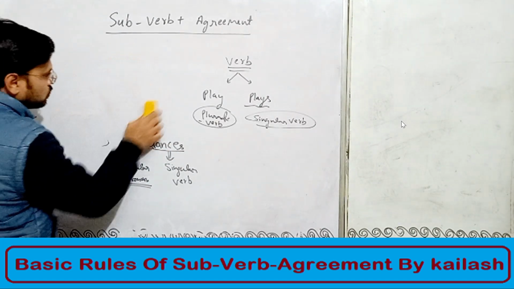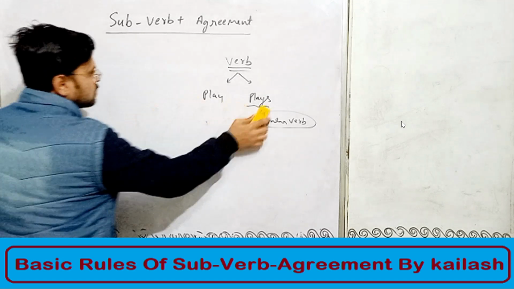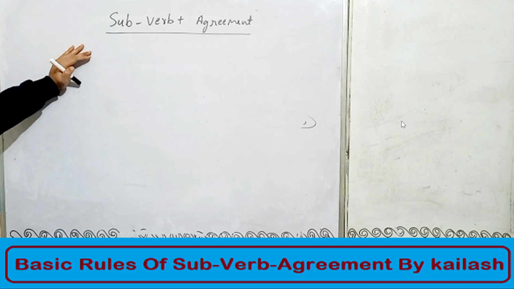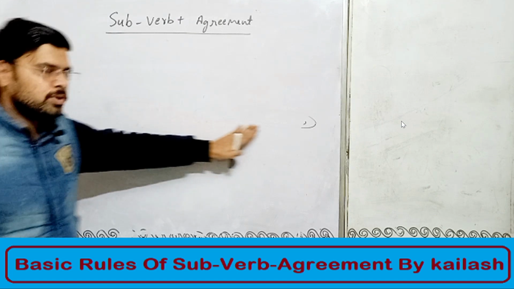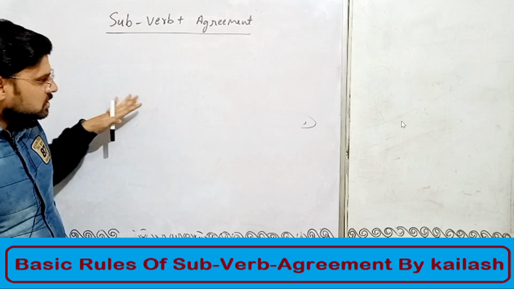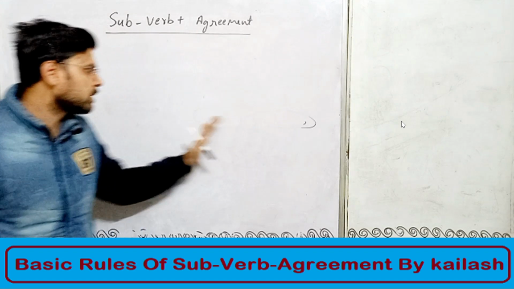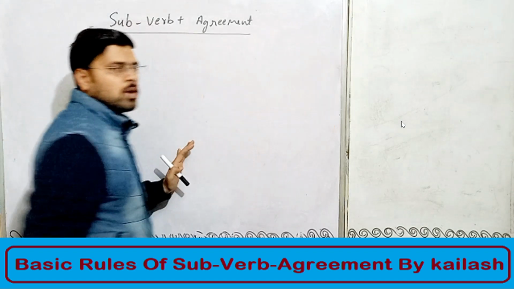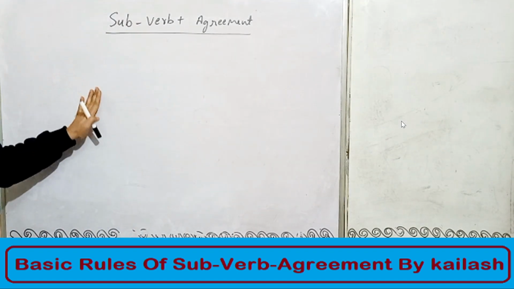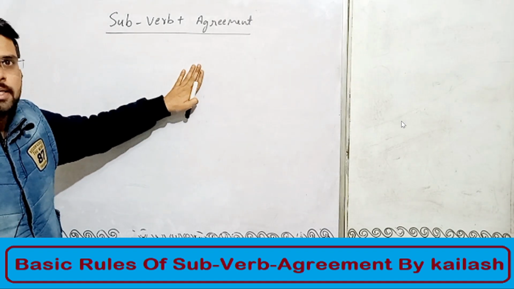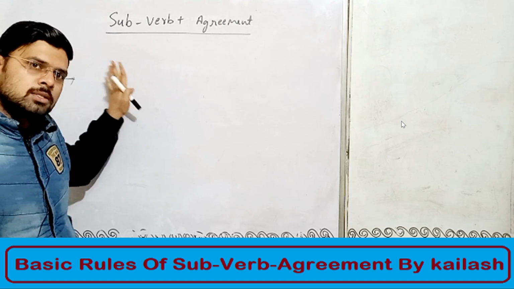Okay, so it has many rules. This subject verb agreement has many rules. I already discussed with you the very basic things of subject verb agreement. This is the basic of subject verb agreement, what we have to do in this topic. In this topic, we have to satisfy the subject with its verb. So every verb we are adding in the sentence should be according to the subject.